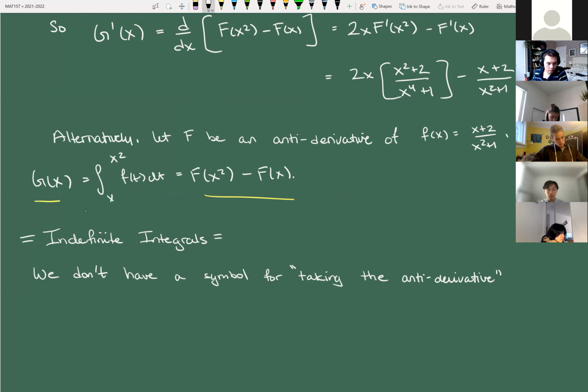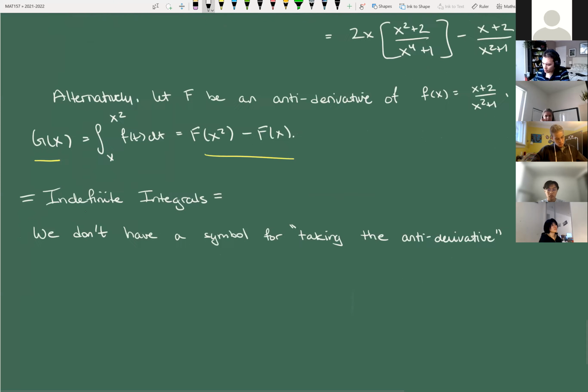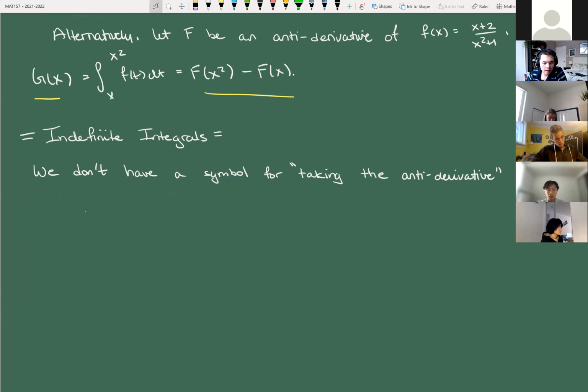Okay, so yeah, I don't know what you mean by finding the antiderivative, or maybe that's part of the indefinite integrals thing, but I'll explain what an indefinite integral is here. Basically the problem is we don't have a symbol for taking the antiderivative, right? So it's really annoying because I just write down a function and then I have to write down the words find an antiderivative. It's more of just a notational thing, right?